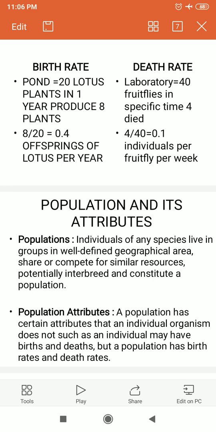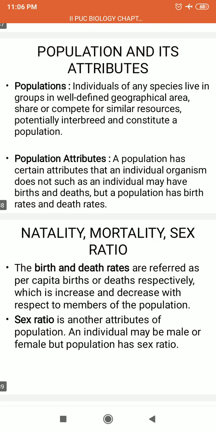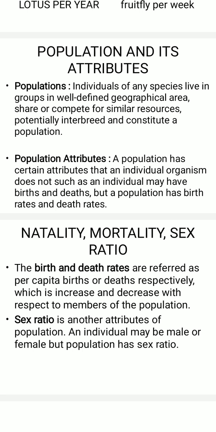A population has certain attributes that an individual organism does not possess, that is the birth rate, death rate, and it also includes the sex ratio. The birth rate and death rate are referred to as the per capita births and deaths respectively. The birth rate indicates an increase in the number of members in the population, and in contrast, the death rate indicates a decrease in the number of individuals in a given population.